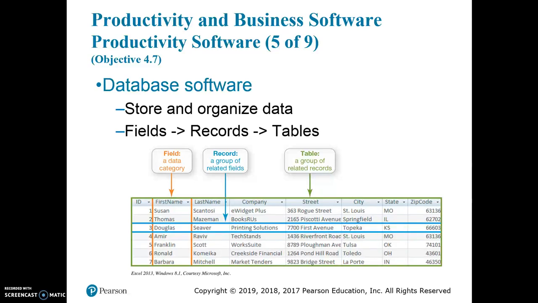And traditional databases are organized into fields, records, and tables. As you can see here from the picture, a field is like the data category, so first name. A record is the group of related fields. And then the table is a group of related records, so the whole table itself. And you can see here, look at that, Excel 2013, see? So I tell you, you don't have to upgrade to the latest software.